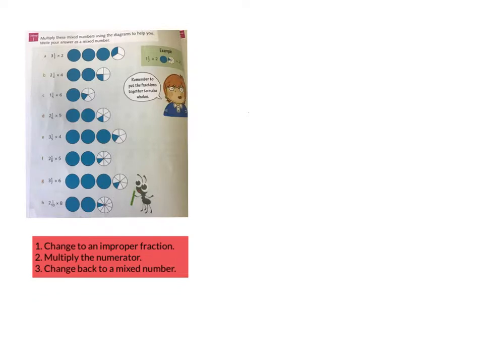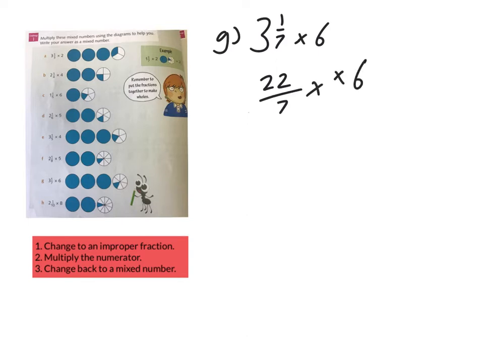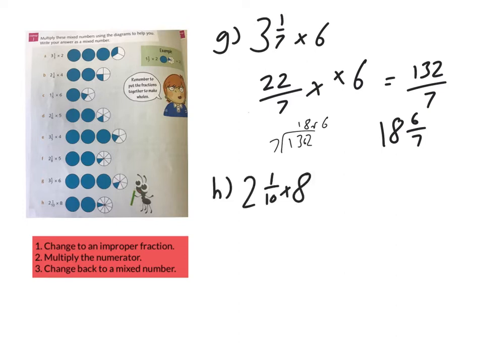Okay, so question G, 3 1/7 times 6. 3 1/7 times 6, so 3 7s are 21 plus 1 is 22. So I'm changing it to my improper fraction, multiplying that by 6. Now 22 times 6, well 20 times 6 is 120, and 2 times 6 is 12. So that gives me 132. So 132 sevenths, and I'm going to divide that, which gave me 18 6/7.